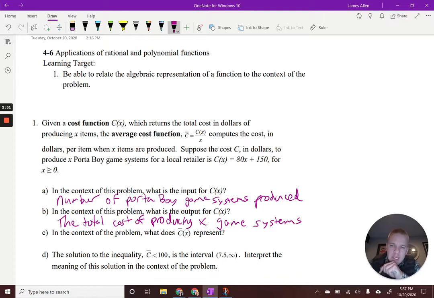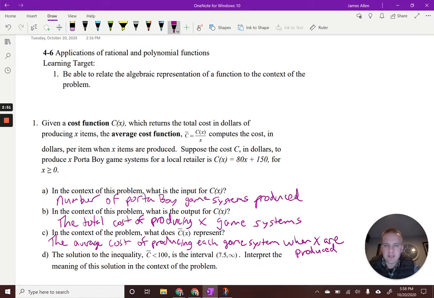All right, part C. In the context of the problem, what does C bar of x represent? Well, I think we already talked about that when we were reading the problem. That's going to be the average cost of producing x number of game systems. Excellent. So as we produce more and more, the average cost of producing each game system is going to decrease, right? We're going to explore more of that in a little bit.